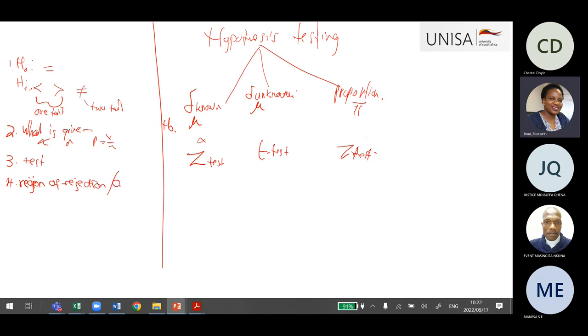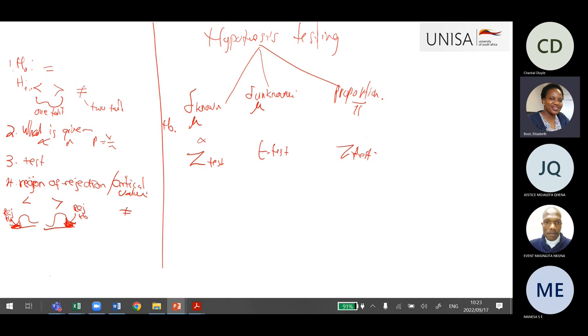Which is also called the critical values. So remember, the critical values also depend on the side. For less than, your critical value or your region of rejection will be on the left-hand side. Anything that falls here, you reject the null hypothesis. For a greater than, it will be on the right-hand side. Anything that falls here, you reject the null hypothesis. Whether it's for the T or the Z, you do the same.